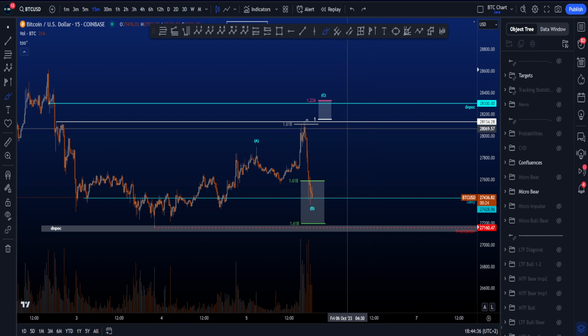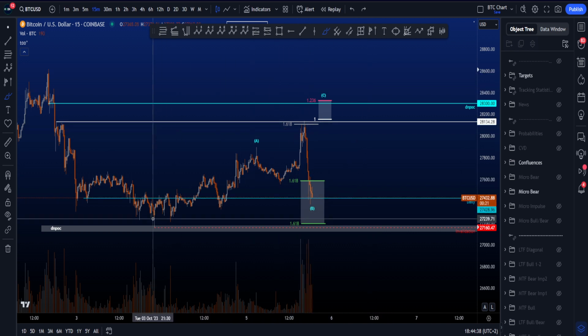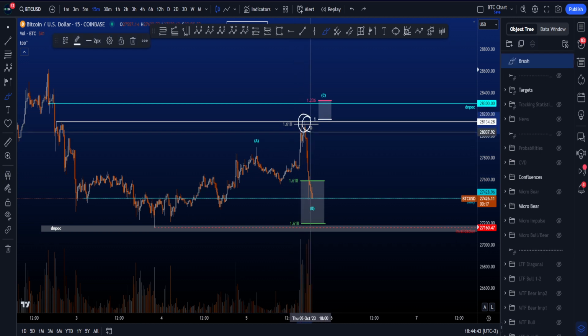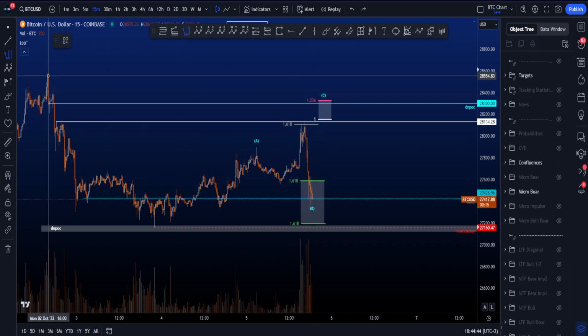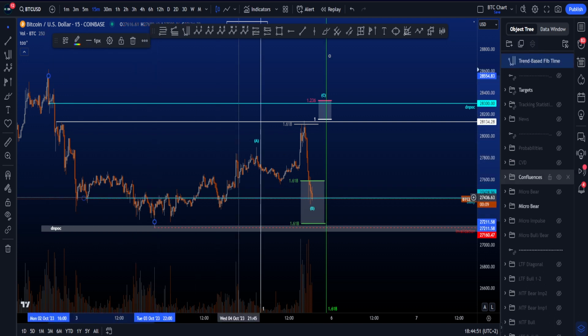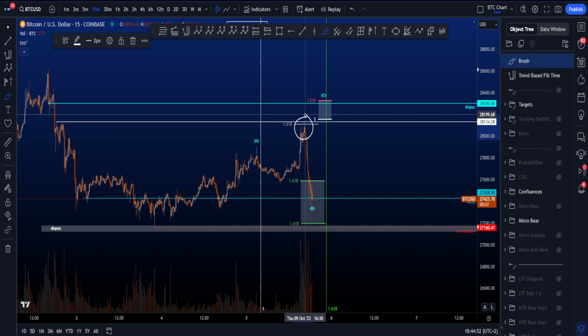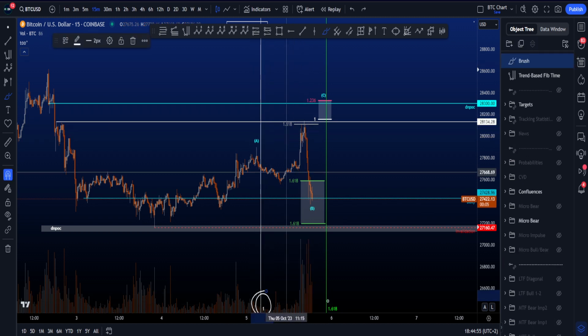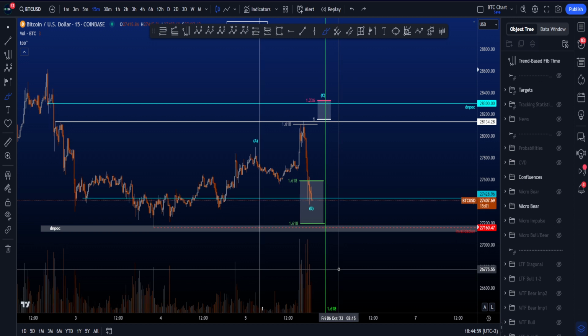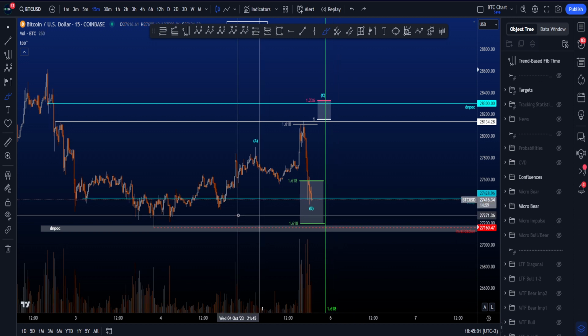The thing is, however, that time-wise, I prefer for this to be a corrective move, right? Instead of an ABC, I prefer this to be the high because it works a little bit better when we look at time. If we take a trend-based fib time from the high to this low over here and you double click, you can see that this high has been made in between the 1 and the 1.618 trend-based fib extension, which is a very, very popular time area for a confluence.